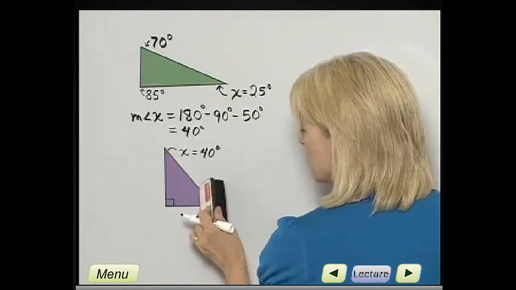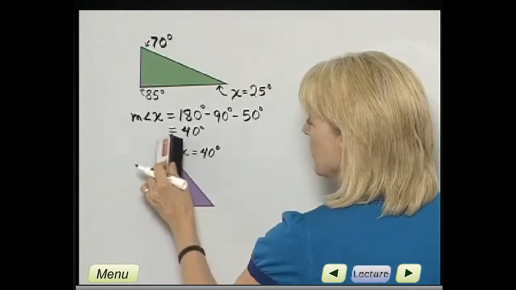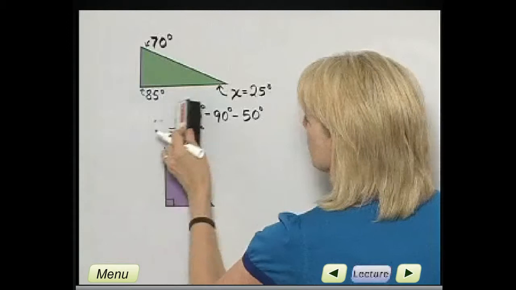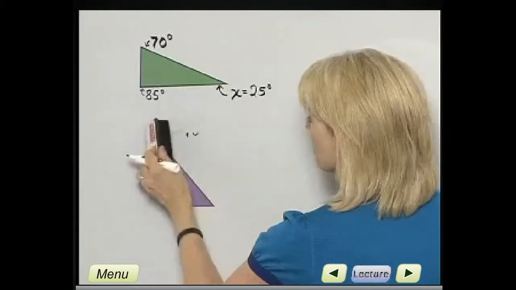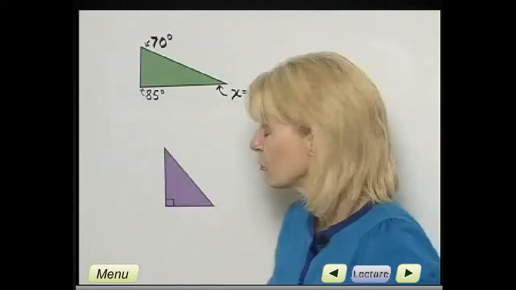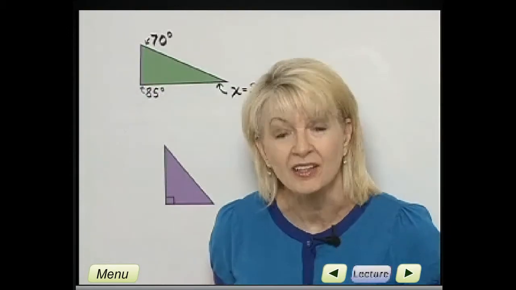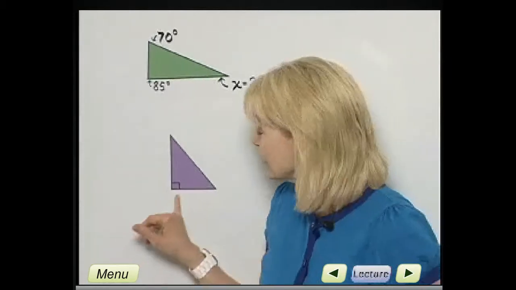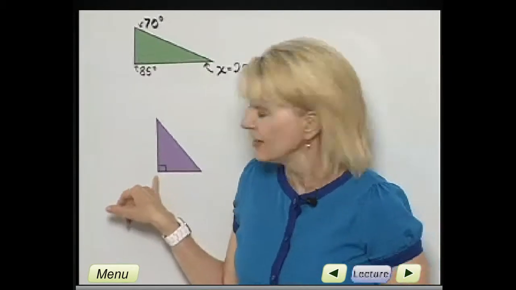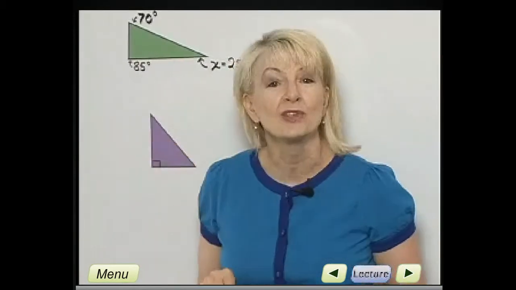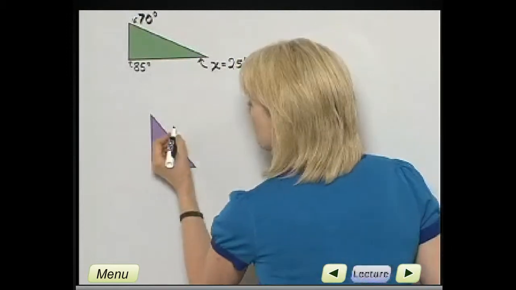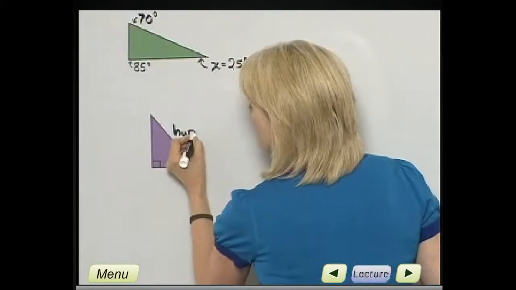Let's concentrate on this particular triangle and talk about some more vocabulary words. Basically, this is again what we call a right triangle. A right triangle contains a right angle. The side opposite the right angle is given a special name, the hypotenuse.